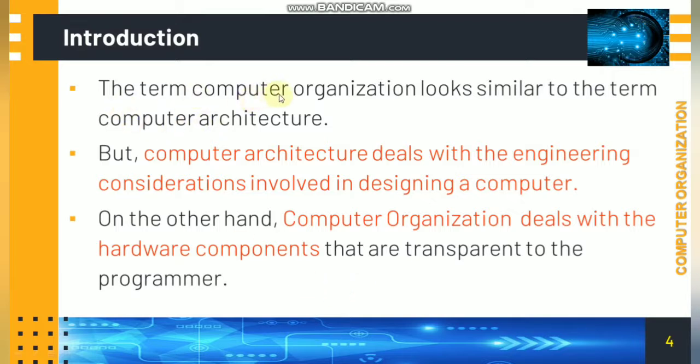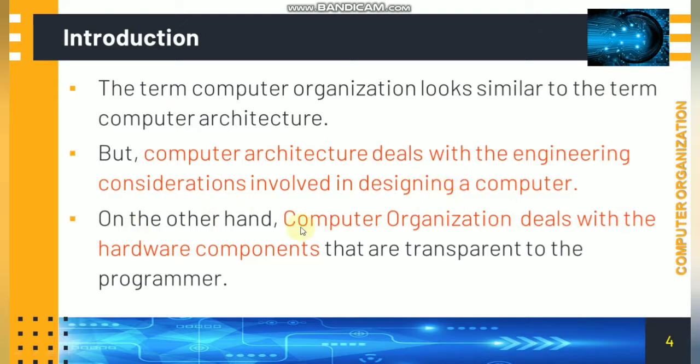The term computer organization looks similar to the term computer architecture, but computer architecture deals with the engineering considerations involved in designing a computer. For example, in the motherboard you will have some small components. The architectural part deals with where to fix those components in the motherboard.